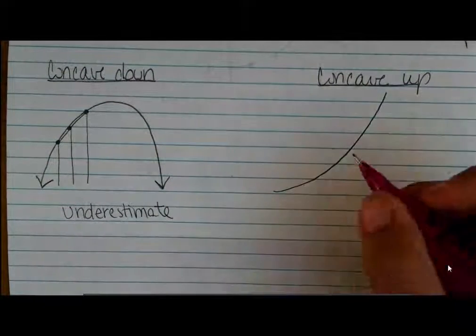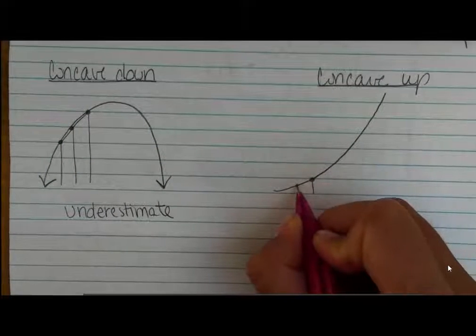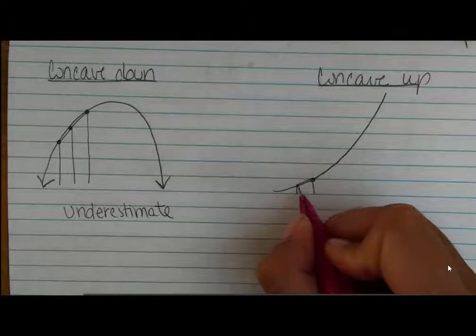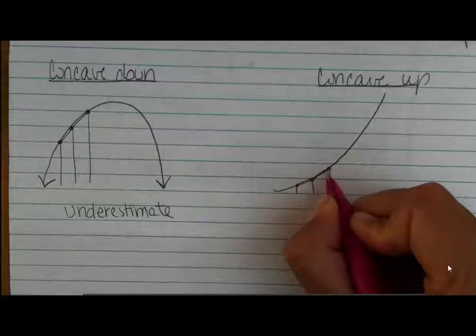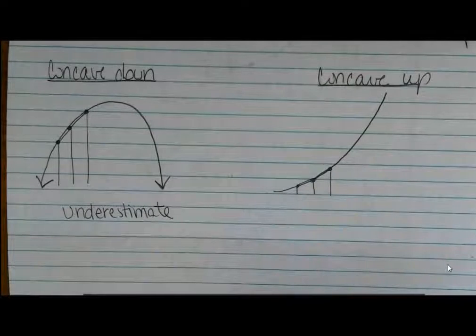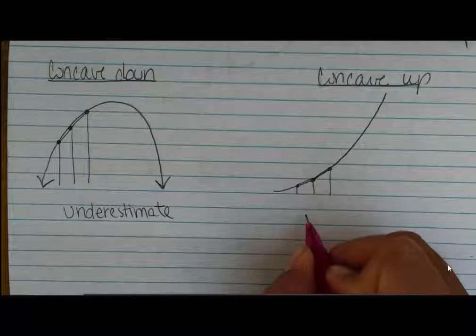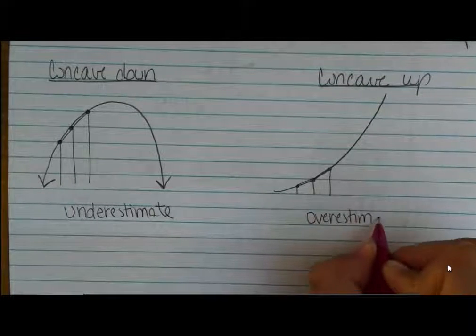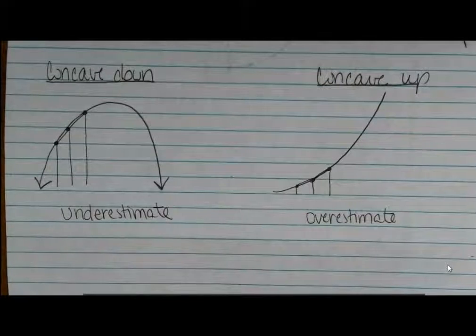Now concave up, on the other hand, so if I choose a couple points here, right, if I'm going from this point up to this point, notice how I'm above this curve, or really close to being on it. So concave up is usually going to give you, or is going to give you, an overestimate of the area under the curve.